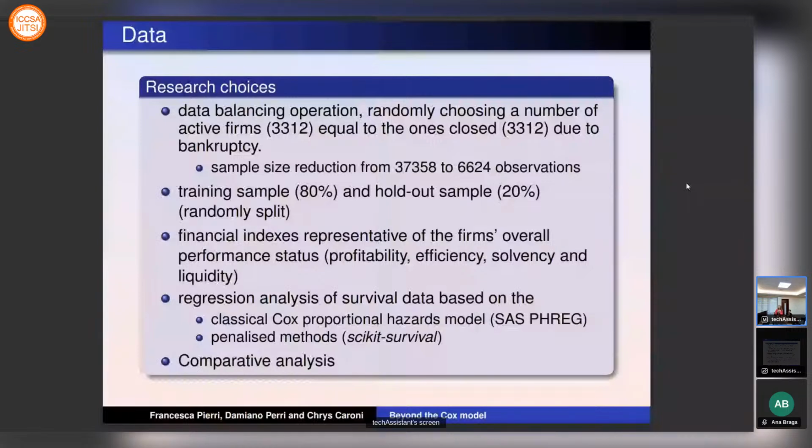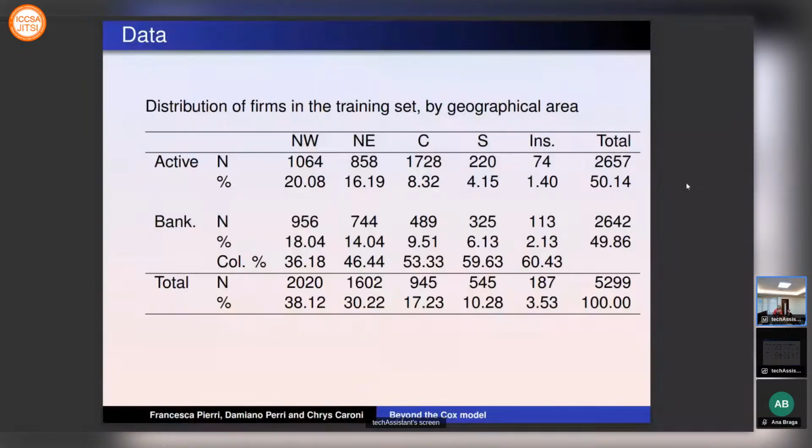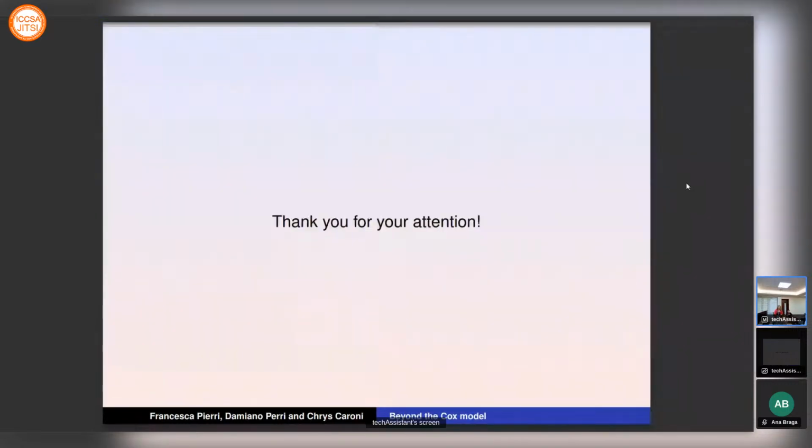Okay. This is a short description of the data. You see that in the south and in the islands, we have the highest percentage of bankruptcy. It is the column percentage.